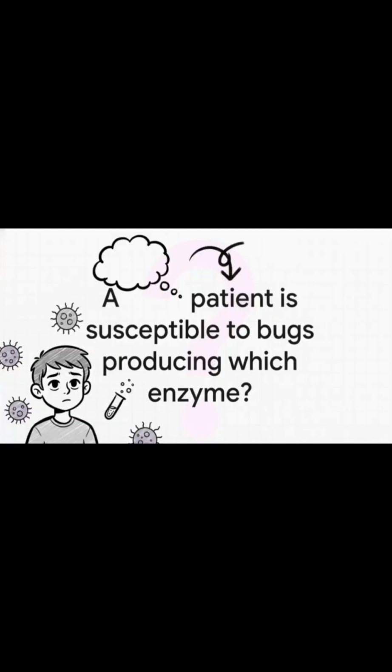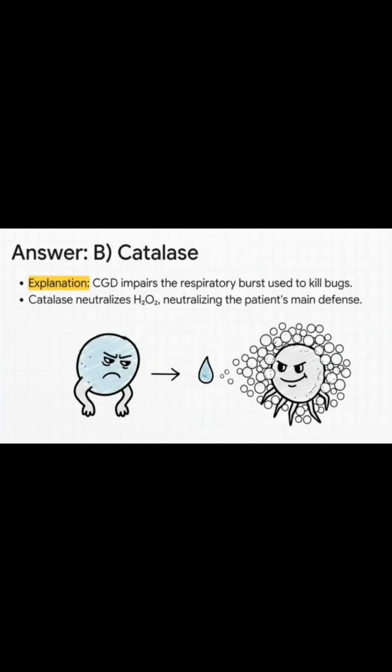First question, a young boy with CGD. You see that diagnosis in the question stem, and your brain should immediately scream one specific enzyme. What is it? Yep, the answer is B, catalase. It's that classic connection we just talked about. CGD means no respiratory burst, and catalase-positive bugs can just shrug off the patient's weakened immune response. This is a bread-and-butter immunology-microbiology integration question.